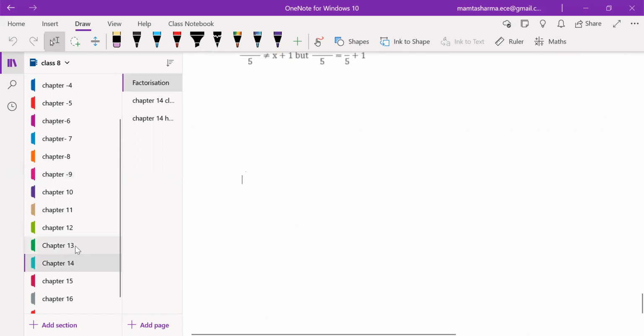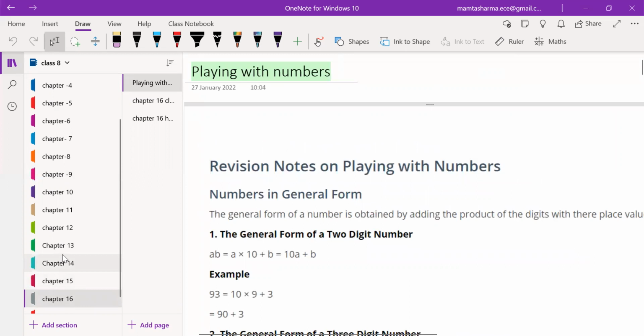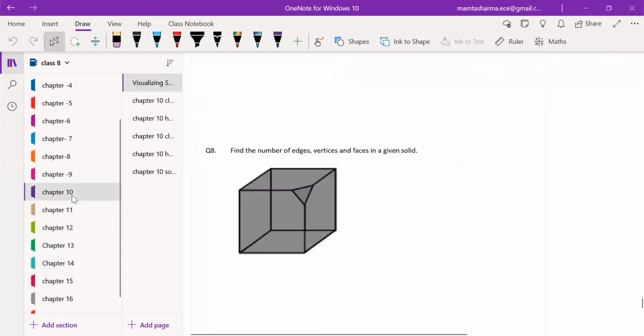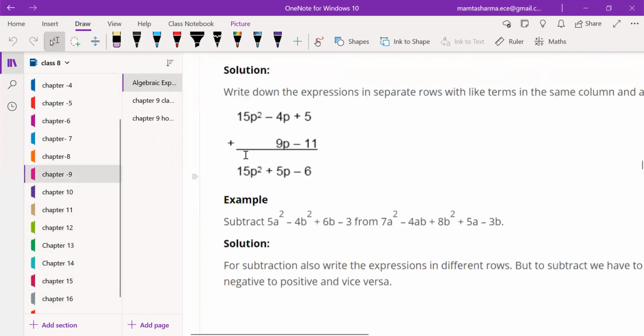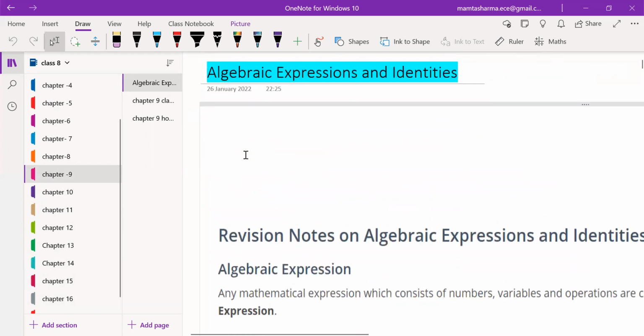Ma'am, factorization, because this chapter is common for everything. Factorization, graph, exponent and power, they are related. Okay, factorization and exponent power are related. After that, we can start algebraic expression. Factorization, power and inverse, power and exponent. After that, we will take it.